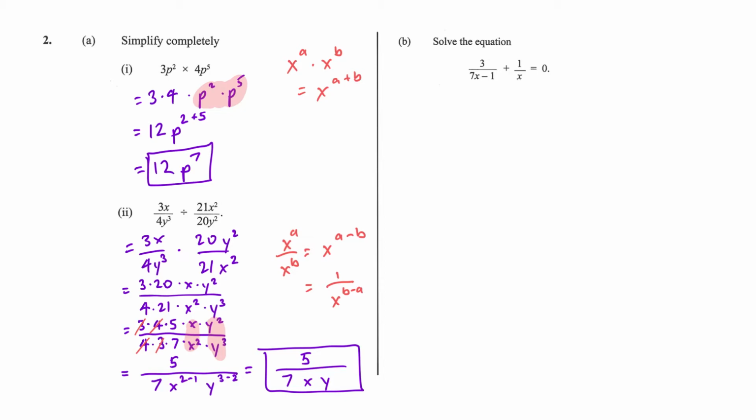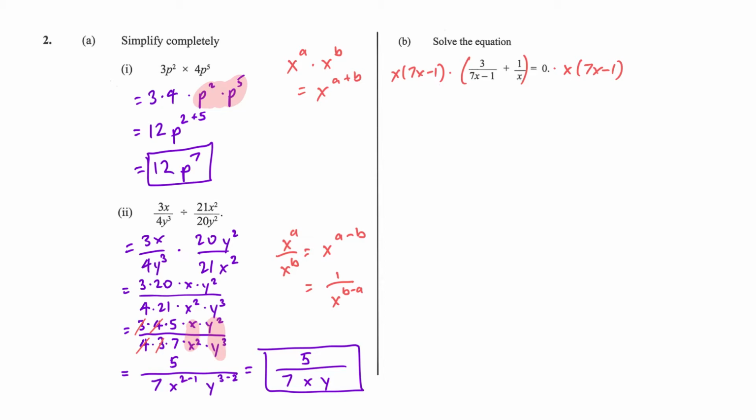So I'm going to multiply the left-hand side of this equation by x times 7x minus 1. And whatever I do to the left-hand side, I also need to do to the right. So I'm going to multiply the right-hand side by x times 7x minus 1.